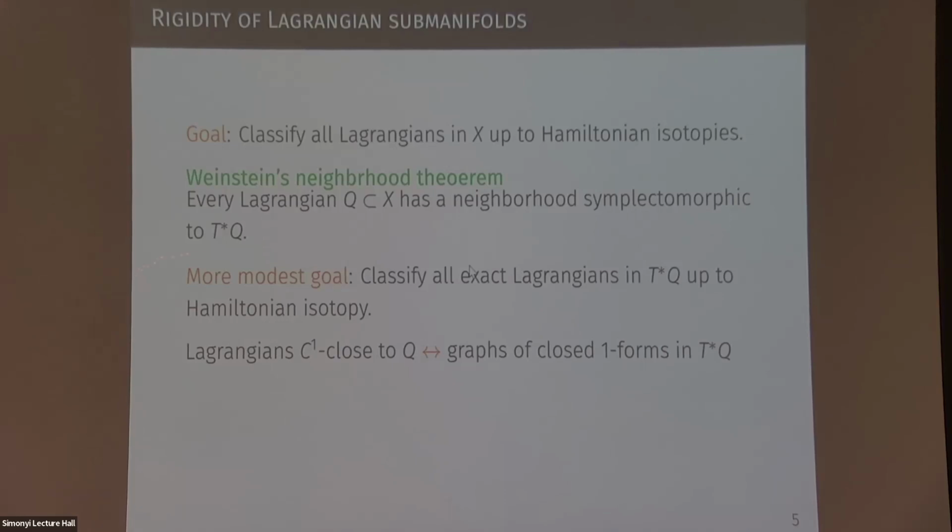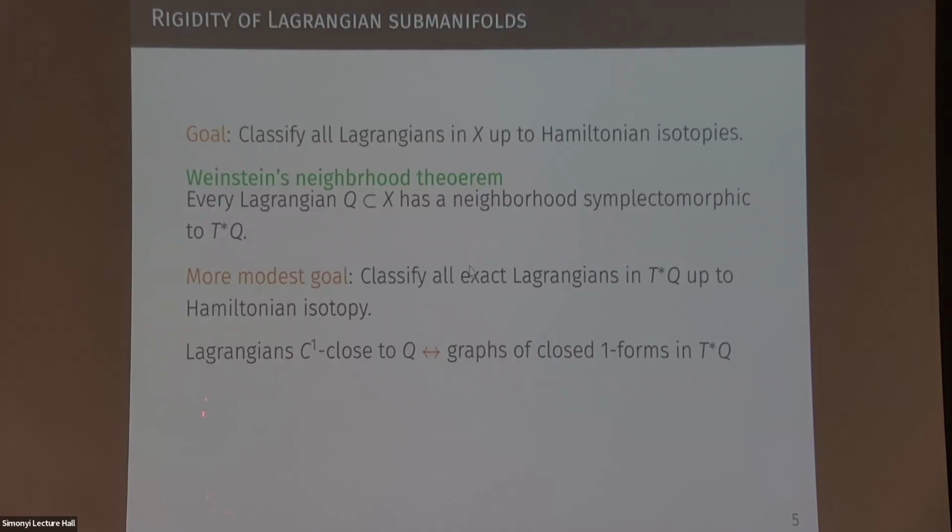So you could try to be more humble and formulate a goal that's less ambitious, and say that I'm going to figure out what are all the Lagrangian submanifolds inside the cotangent bundle. Clearly, if I give you a Lagrangian and you take another Lagrangian that's C0 close to the given Lagrangian, you can treat it as lying inside the cotangent bundle. But sometimes you can do more.